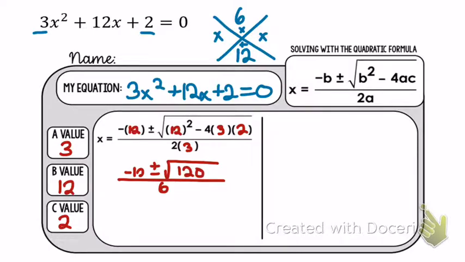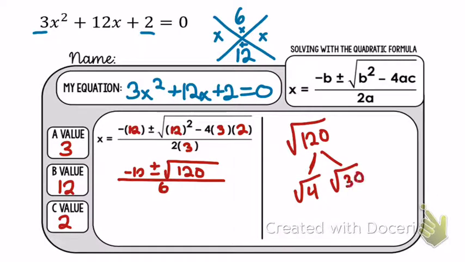Now let's come over here and simplify the 120. So what perfect squares go into 120? Well, 4 and 30. What's the 4 going to turn into? It's going to turn into a 2 square root of 30.